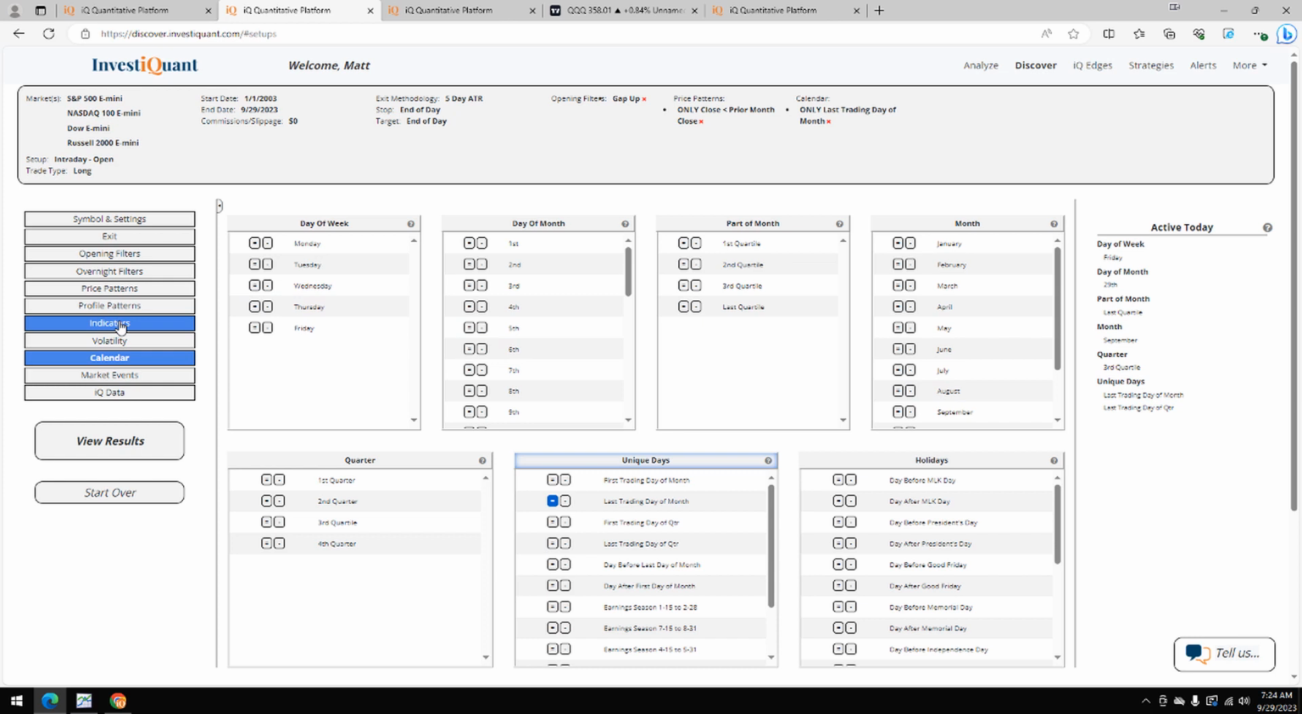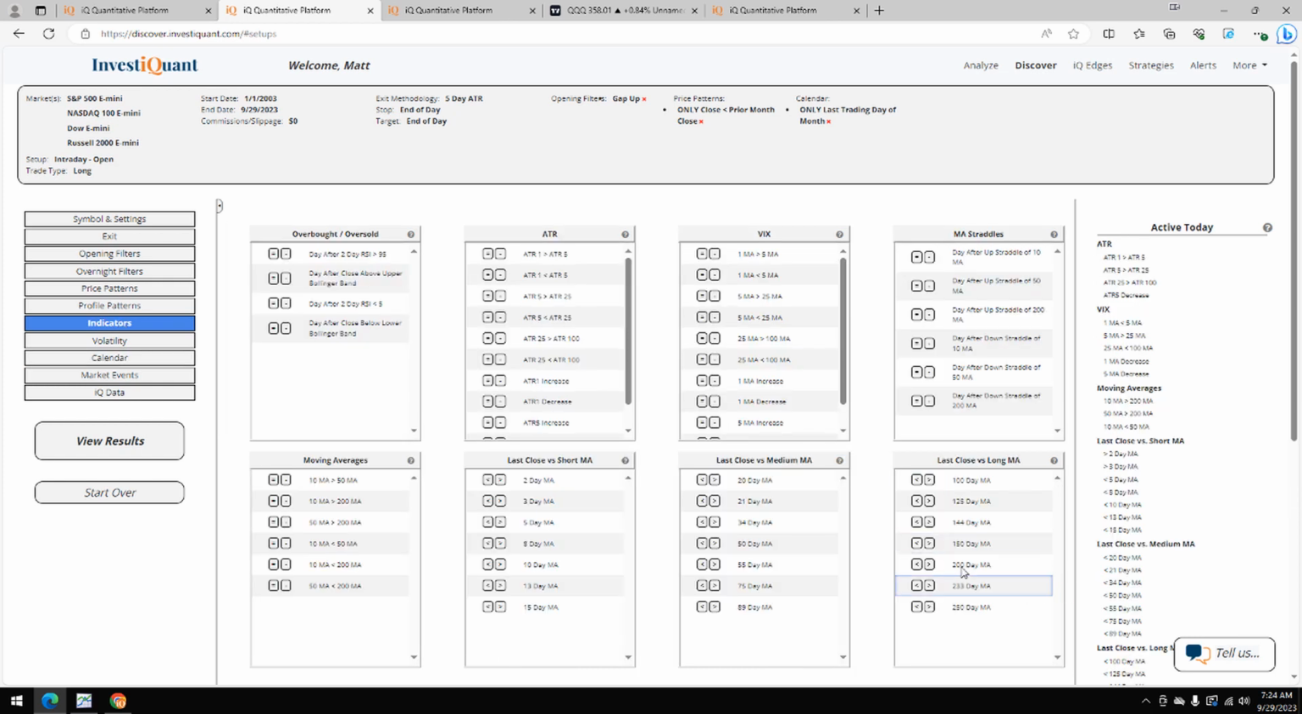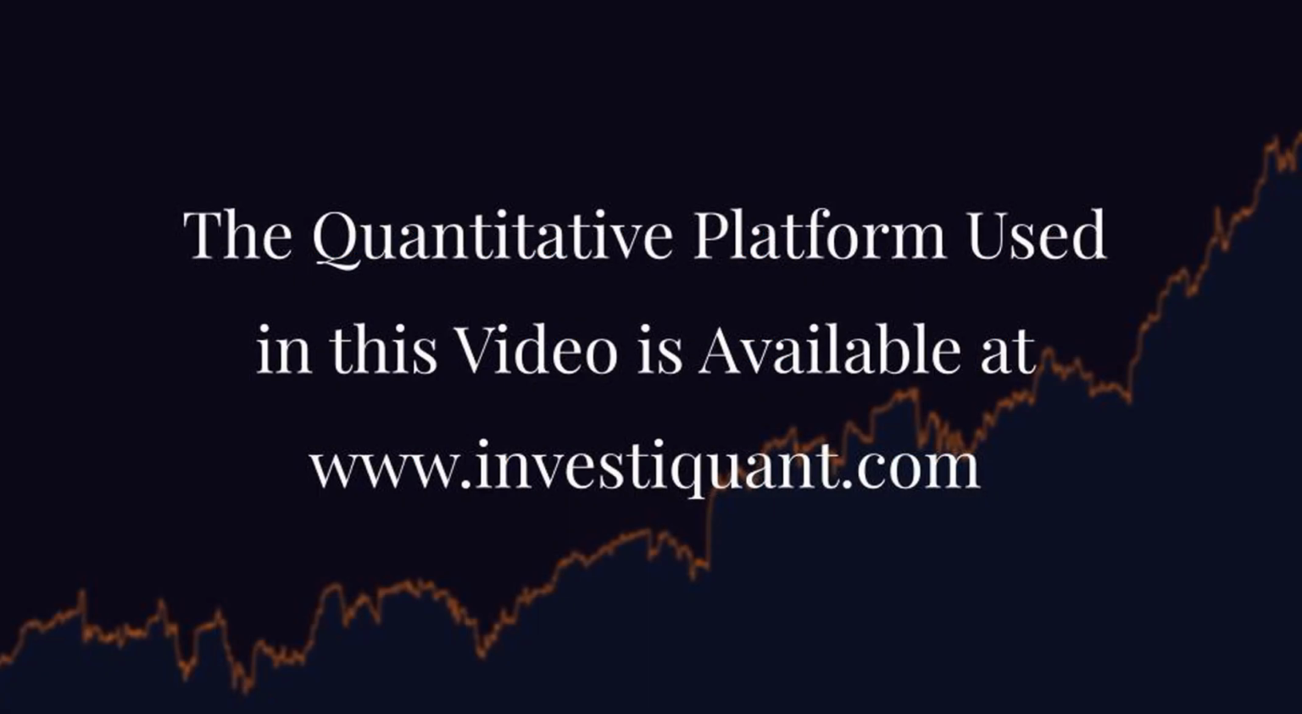And from the indicators library, I'm also going to grab, we are above a 200-day simple moving average. And from here, I'm going to click view results.